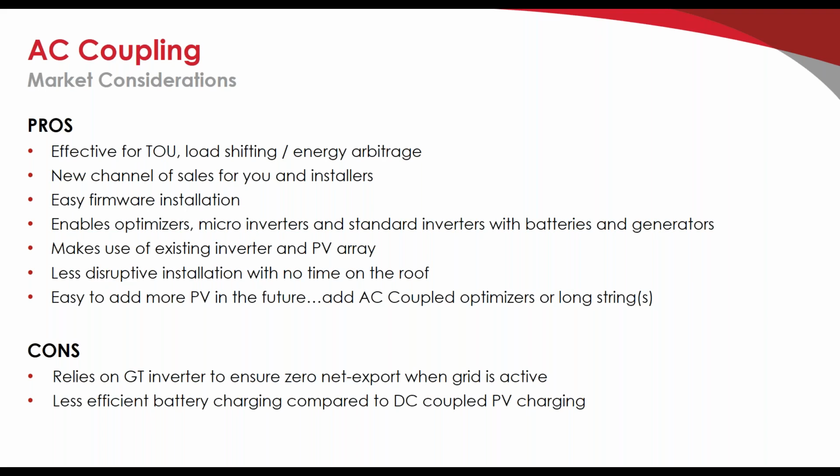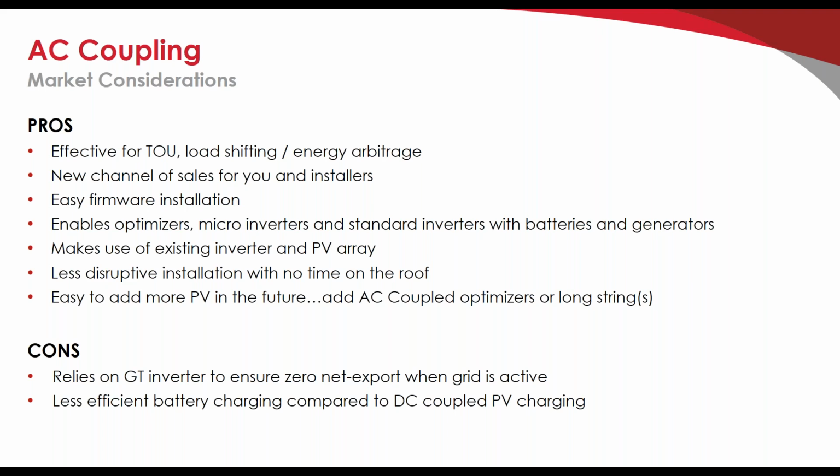So it makes use of that existing inverter, that existing PV array. It's less disruptive installation. You don't have to spend any time up on the roof. And it's easy to add more PV in the future. You can add AC coupled optimizers, or you can add long strings. Your SkyBox can be AC coupled and DC coupled at the same time. So we'll talk a little bit more about that in the next or subsequent slides.